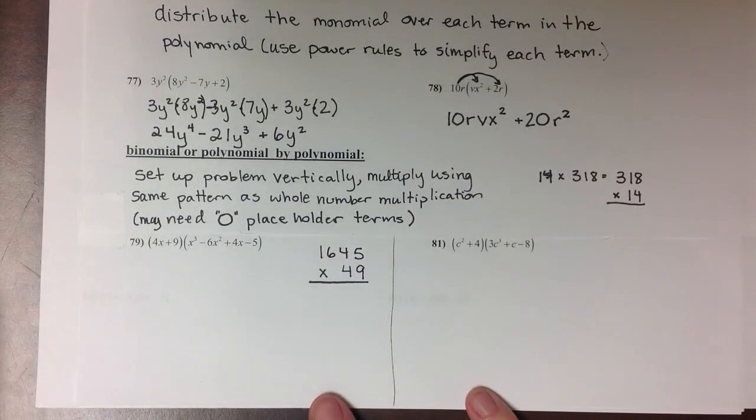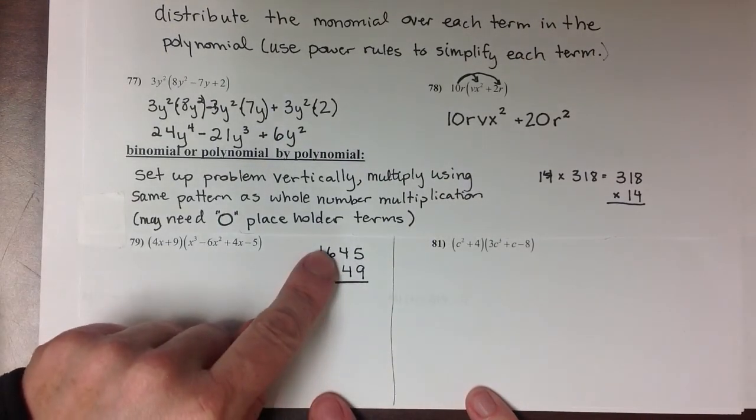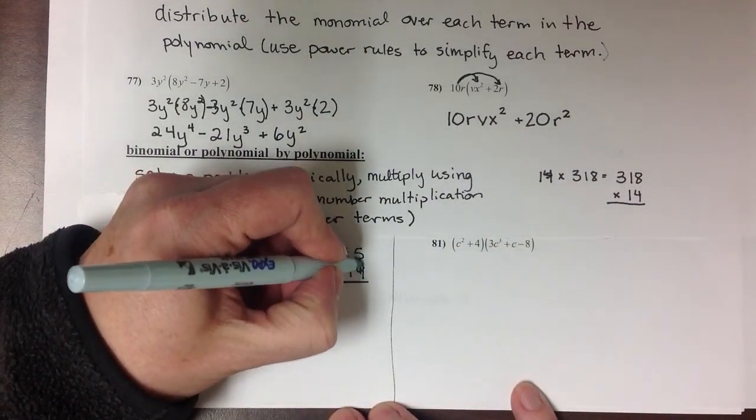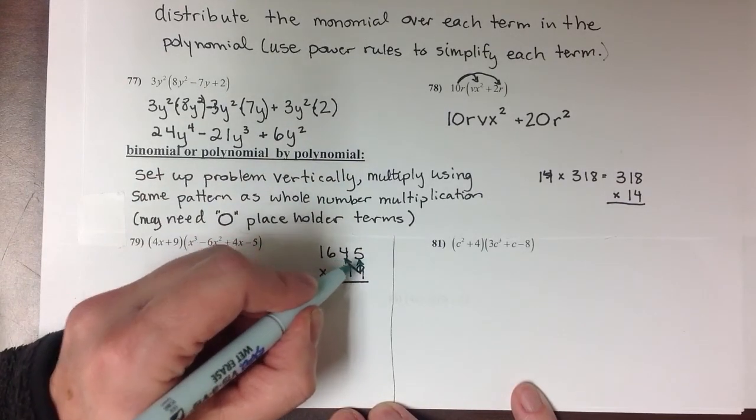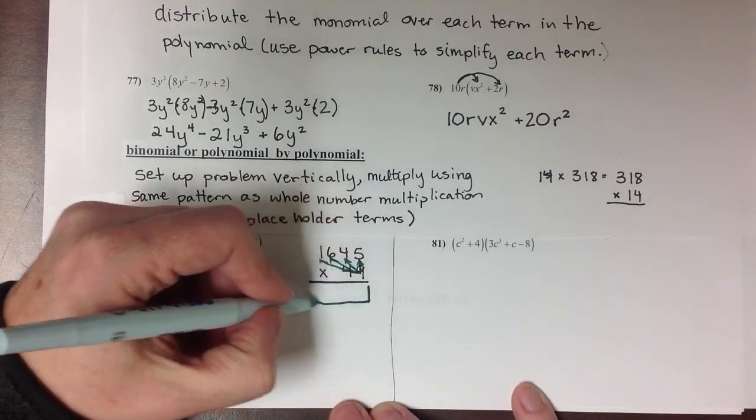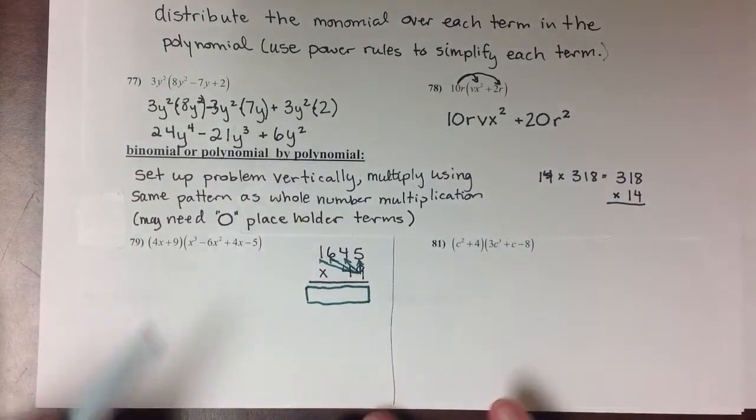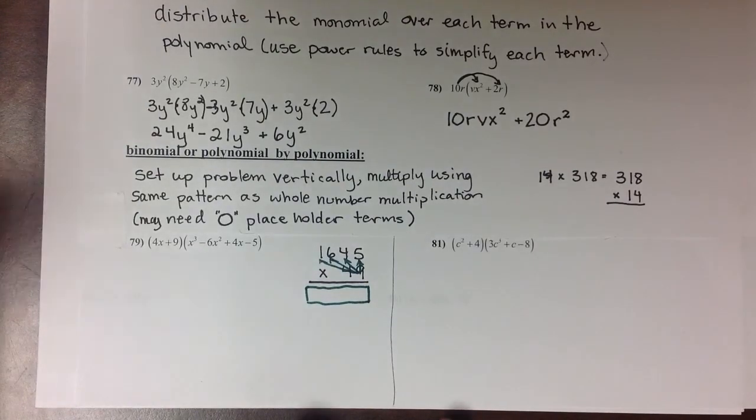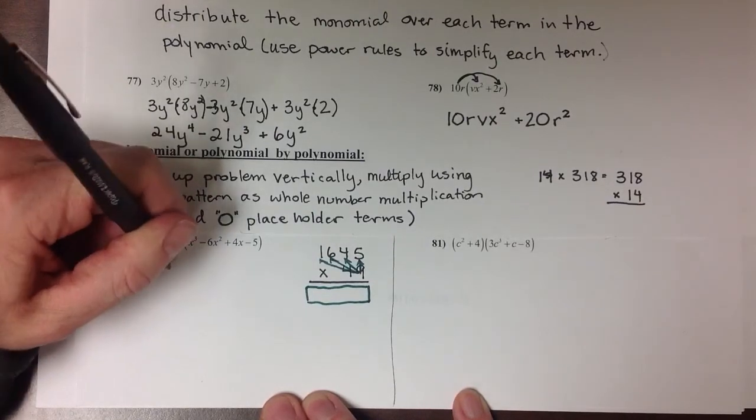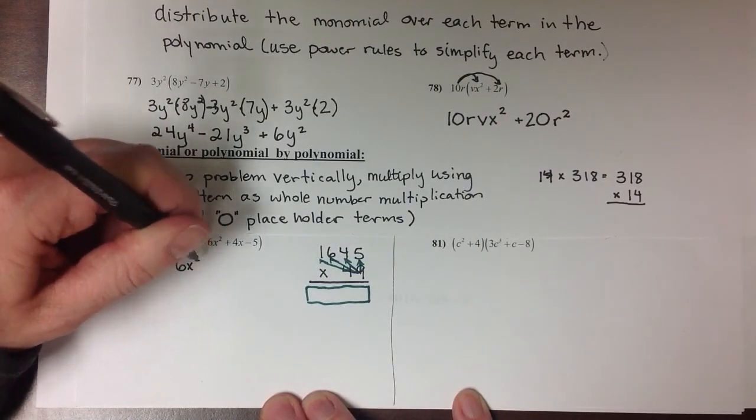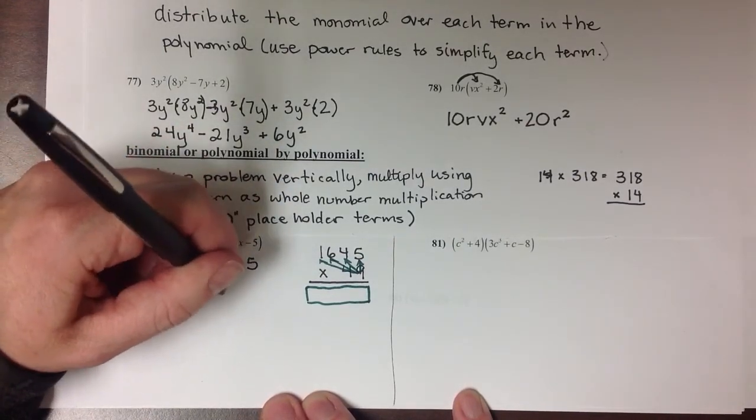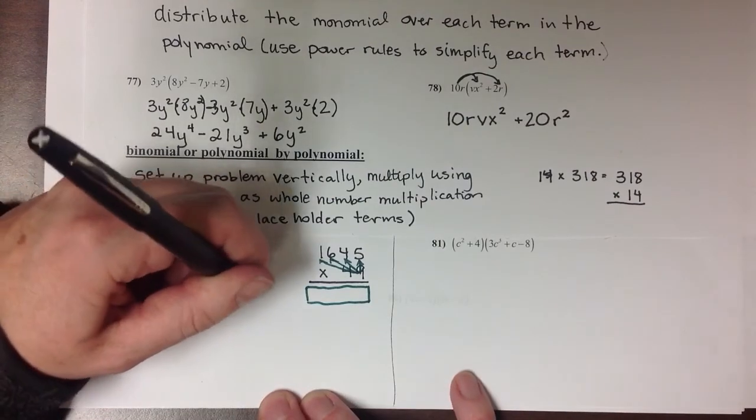So think about the first step that you would take if you were multiplying these together. You would be multiplying the 9 times 5, the 9 times 4, the 9 times 6, the 9 times 1, and writing each of those answers below. So we're going to follow that same pattern when we do this polynomial multiplication. So writing x cubed minus 6x squared plus 4x minus 5 and multiplying it by 4x plus 9.